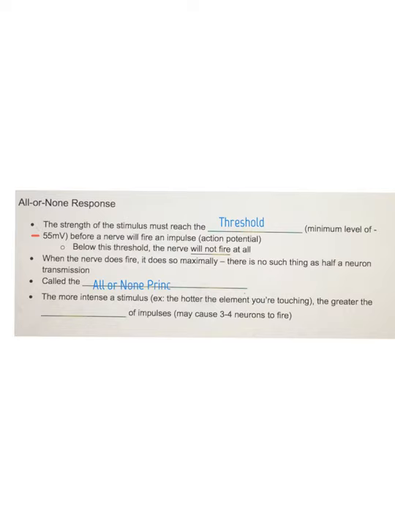The all or none principle just means you either have a response or you don't. You're not going to have a weak one, you're not going to have a specifically strong one. It just means you either have it or you don't if it reaches that threshold here.